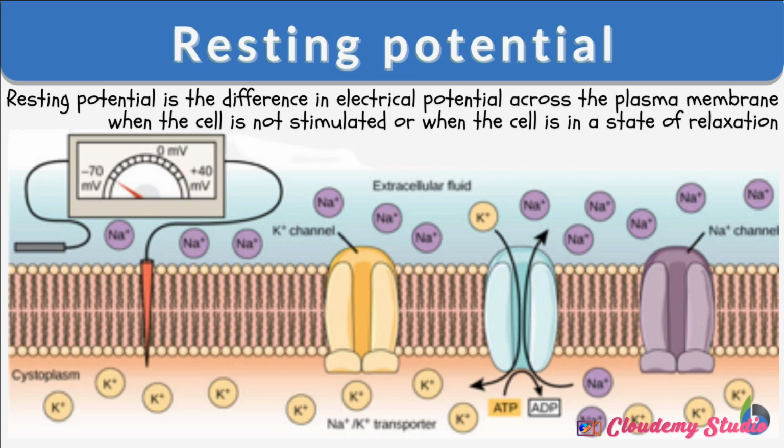So when the cell is in a state of relaxation, when it is not passing any information, the voltage difference is known as the resting potential, or resting membrane potential. That is what we have here. Now, how is resting membrane potential achieved?